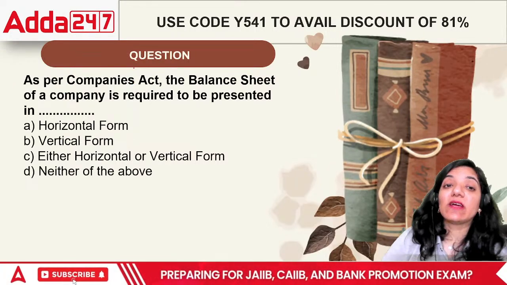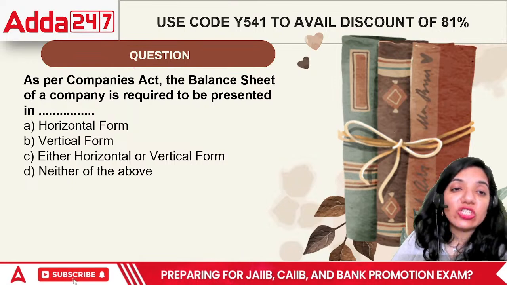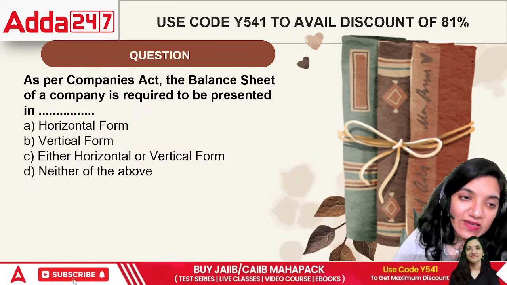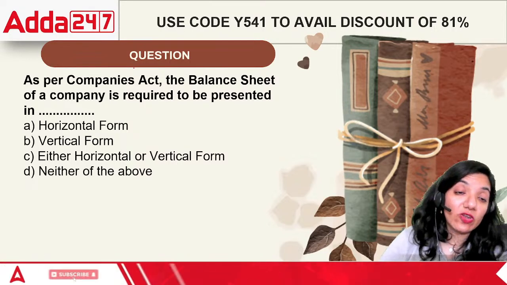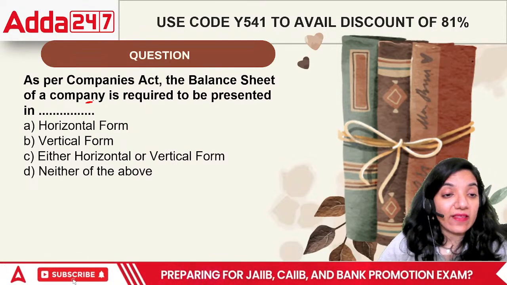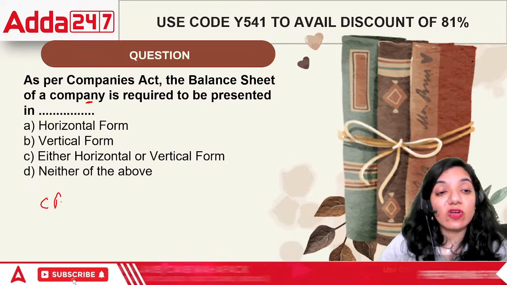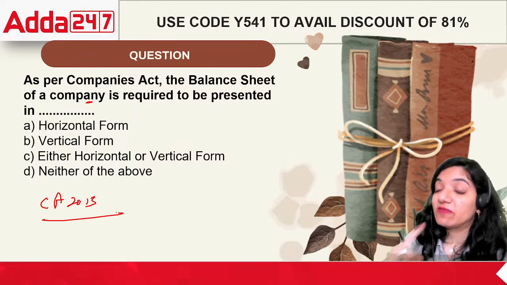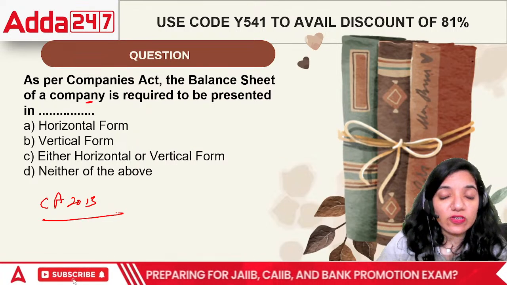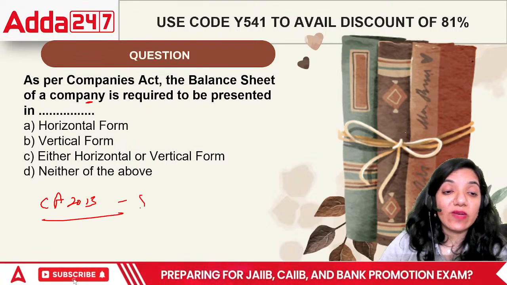Next question: as per the Companies Act, the balance sheet of the business is required to be presented in horizontal form, vertical form, either vertical or horizontal, or neither of the above. Technically, the act that specifies this method is the Companies Act 2013, and the section which specifies the method of showing the books of accounts is Section 128.